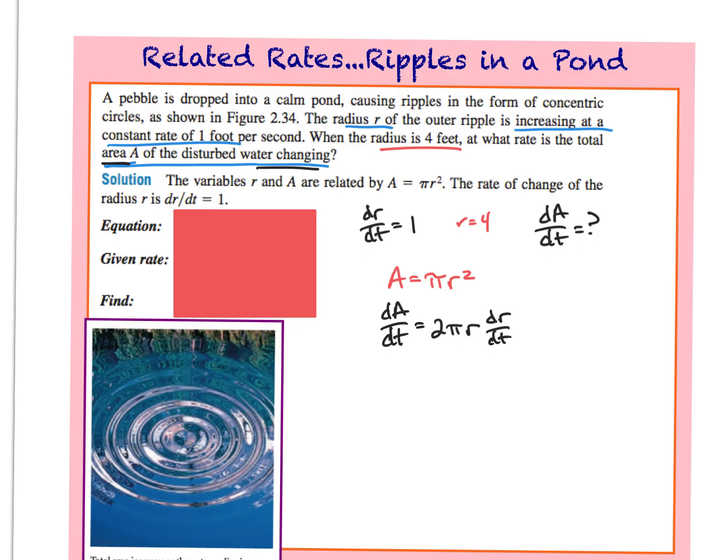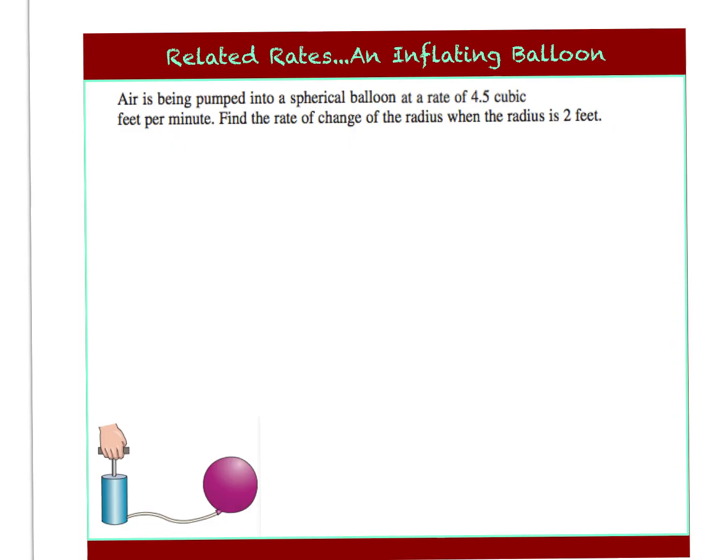I'm solving for dA/dt. So dA/dt is equal to 2 pi, and my r is 4, and my dr/dt is 1. And so dA/dt is equal to 8 pi. Here we go.